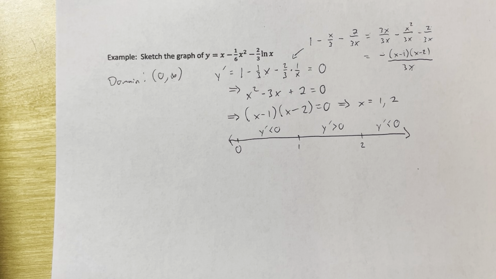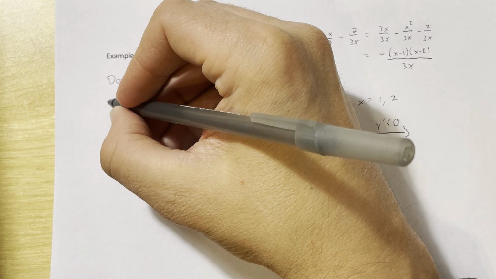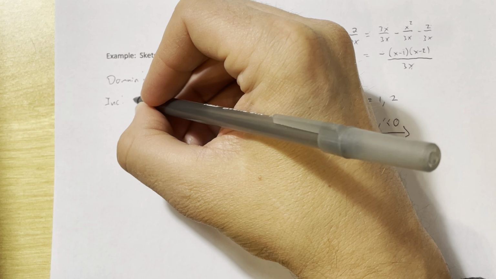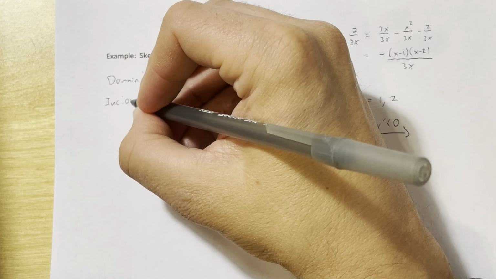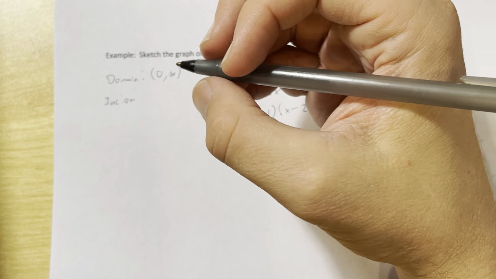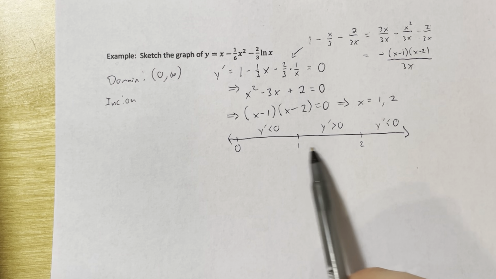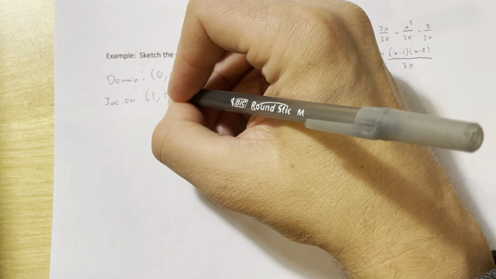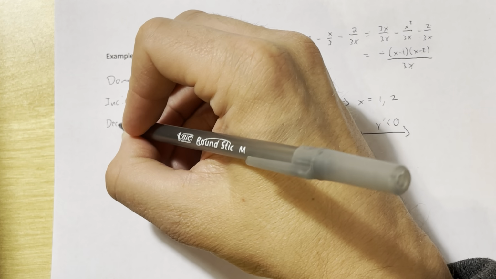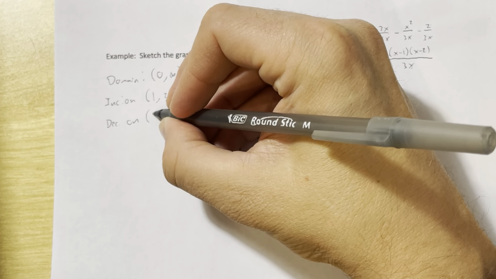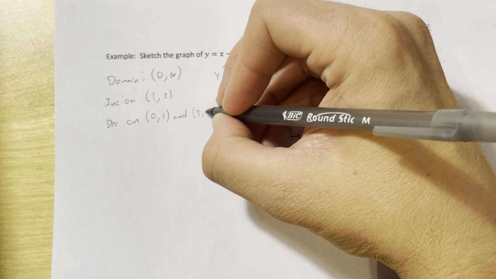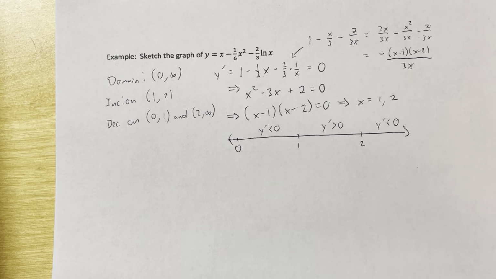So this means that we are increasing on the interval from 1 to 2, and that's it. On the interval (1, 2) we're increasing. We're decreasing on (0, 1) and (2, infinity).